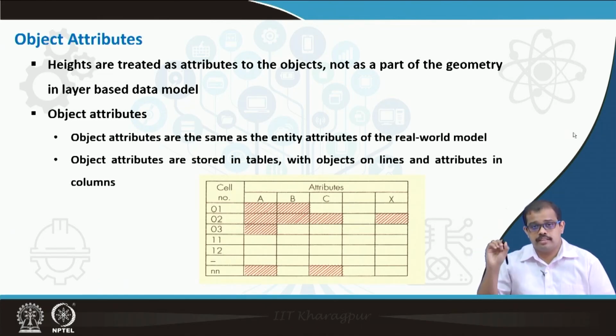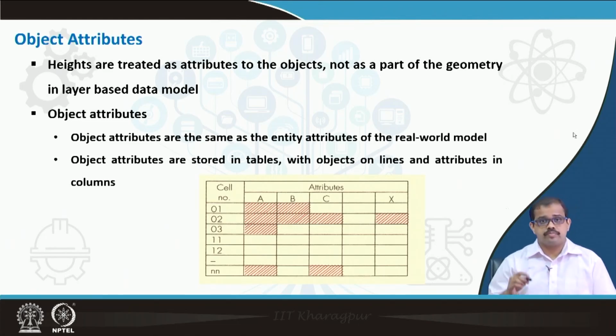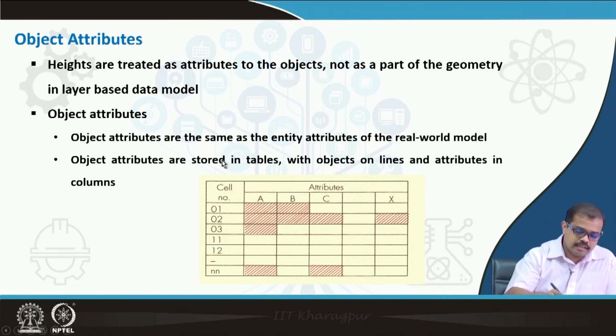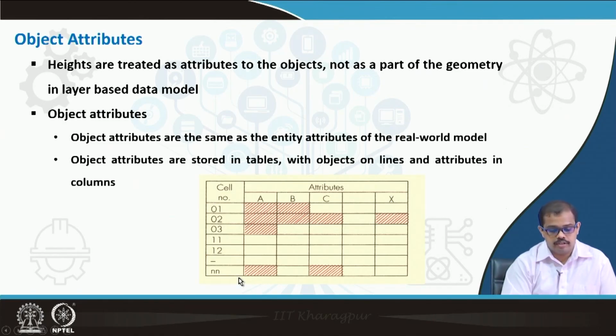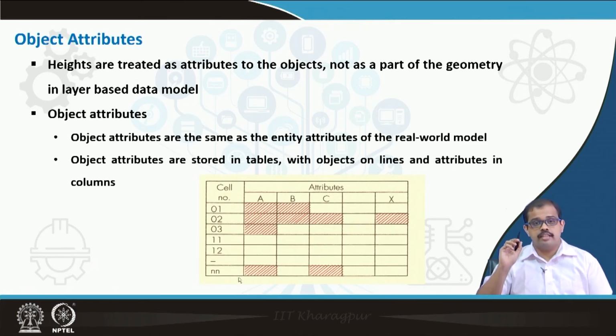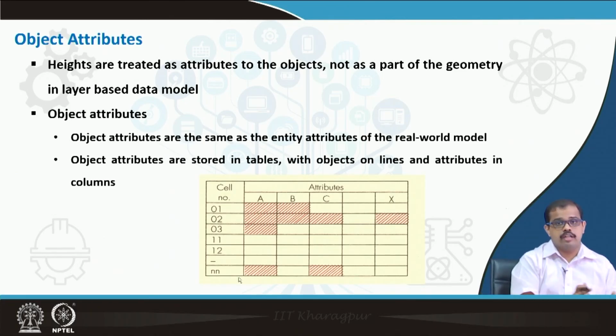This is a thing that everyone has to understand: objects as lines, okay, on rows, and attributes in columns. For example, I have a table here which is actually connected as a database. When you look at this, these are the different objects that are represented here, cell number 1, 2, 3, 11, 12 to n. These are nothing but objects, whereas these are the attributes that are stored for each of these cells. So you have an object, and you have a number of attributes that are connected to a cell.